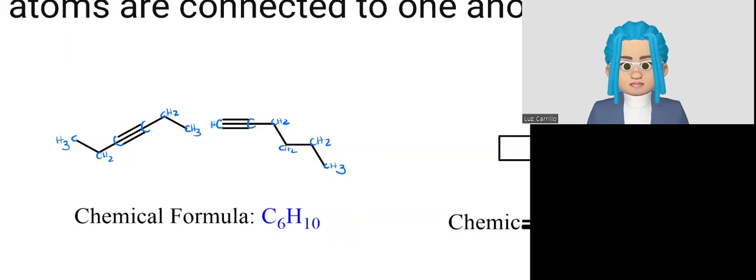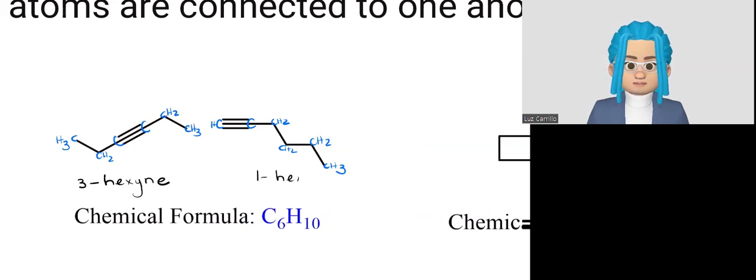Now, when it comes to these two molecules, one of the ways that we can identify that they are structural isomers of each other is that even though they have the same chemical formula, they will have different names. Overall, the molecule on the left is 3-hexyne, while the molecule on the right is 1-hexyne.